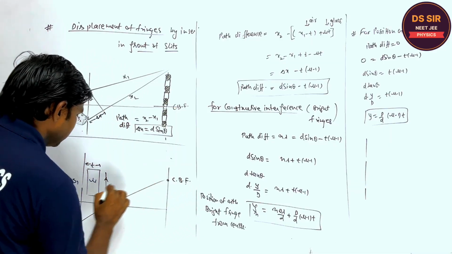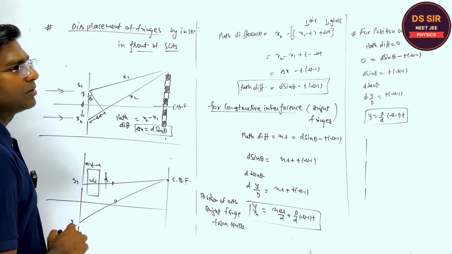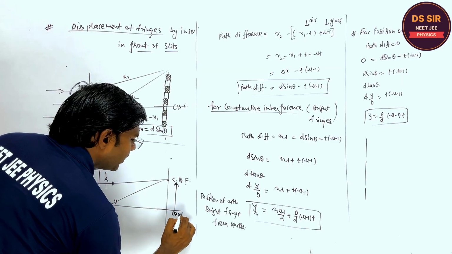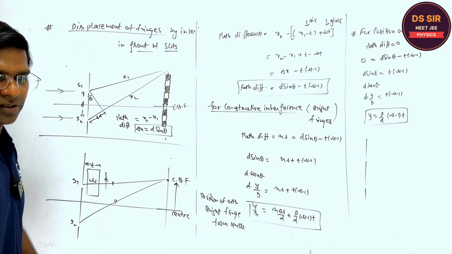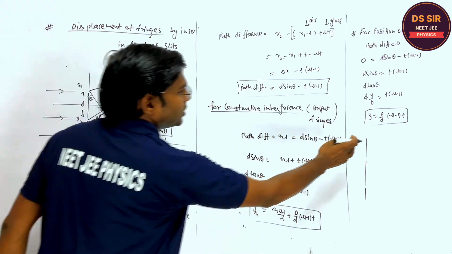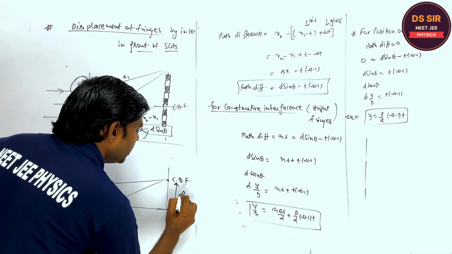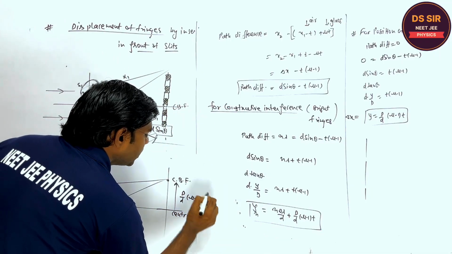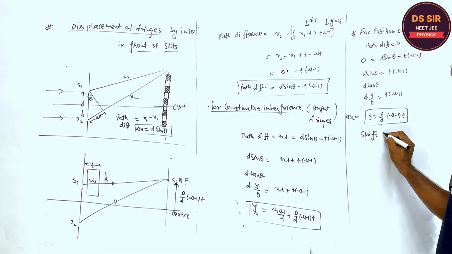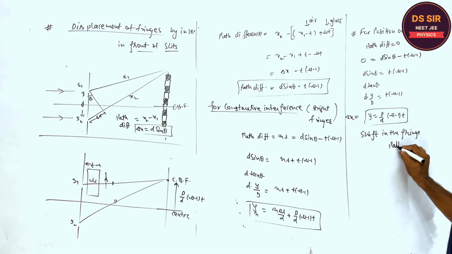Here the light reaching these 2 points, the path followed is the same. So what is the distance? This is the center now, and this is the central bright fringe. And what is the shift in the central bright fringe? This is also called the shift. The shift is D upon d into (mu minus 1) into t. Are you getting it or not? This is the shift in the fringe pattern.